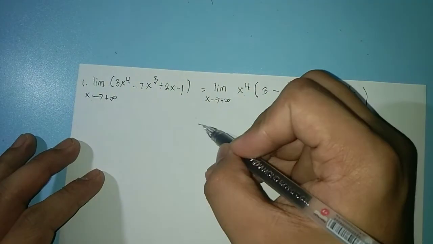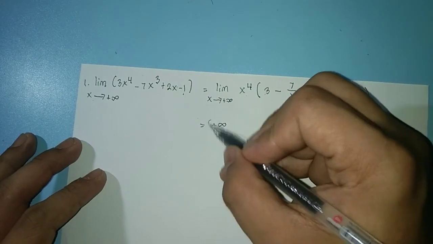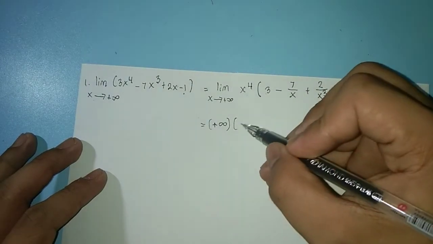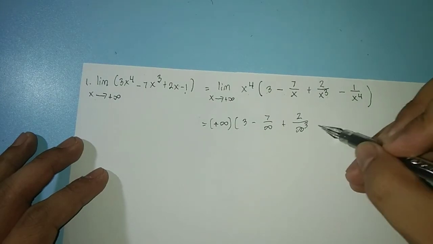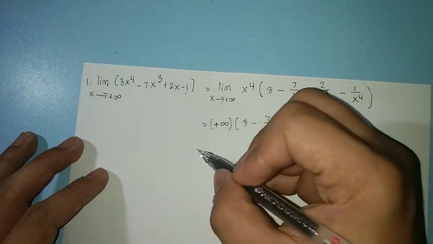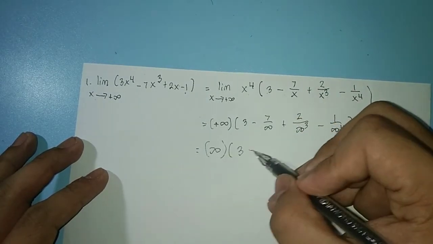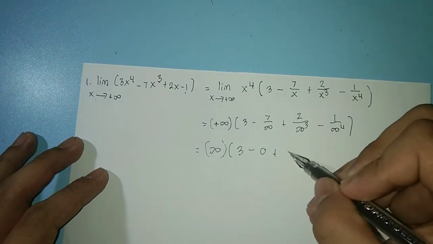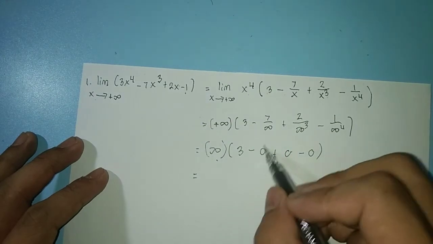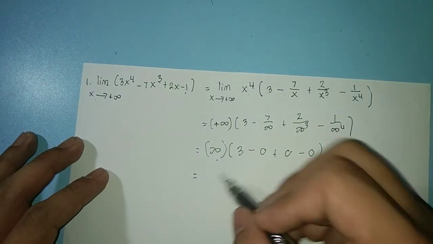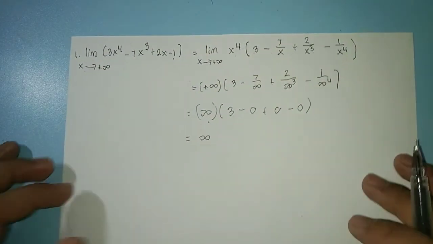Then next naman, saka natin i-substitute to. So positive infinity raised to 4, that will be positive infinity. Okay? Then 3 minus 7 over infinity plus 2 over infinity cube minus 1 over infinity raised to 4. So this will be infinity times 3 minus 7 over infinity, that is 0. 0, kahit ano pa yung exponent niyan, ayun yung nasa theorem kanina. So this will be infinity times 3, no? So this will be infinity. Okay? So nasa theorem din yan na diniscuss sa mga nakaraang.